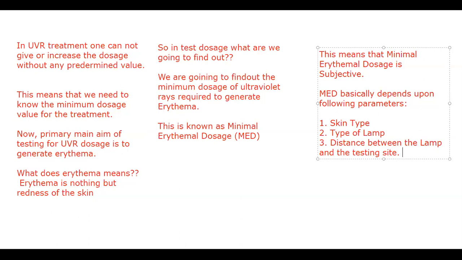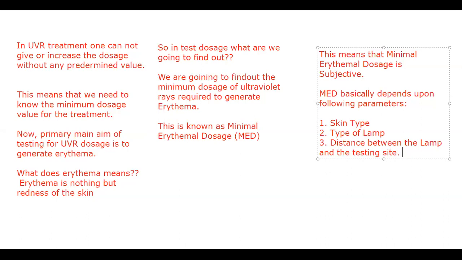I am going on very slowly in this lecture. The only reason is because this is a very, very important part of UVR. Certain books have mentioned that an average output of the lamp is considered as minimal erythemal dosage. As per standard books like Electrotherapy Explained, John Low and Reed, this is meaningless. And I also agree that this is meaningless.